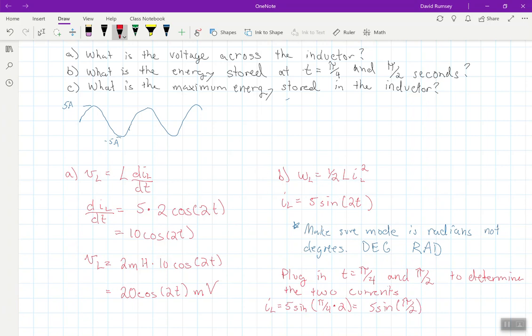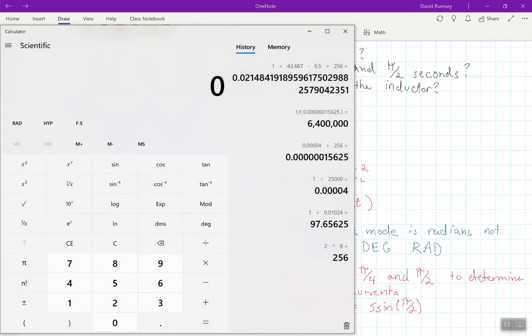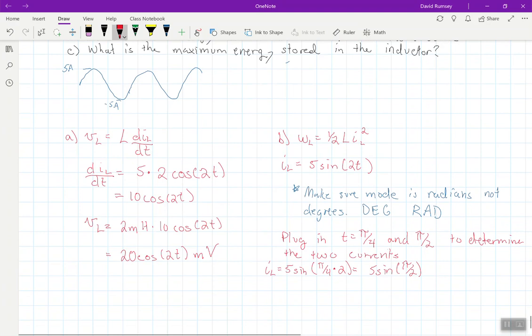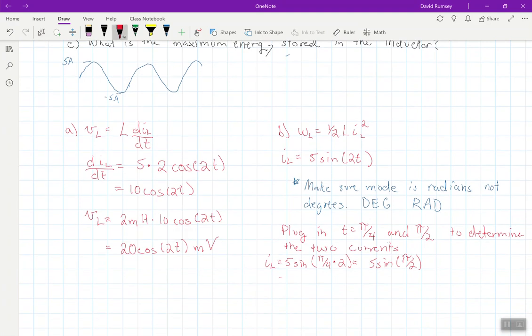Now, I picked these values on purpose because it turns out that these work very nicely. But just to show you on your calculator here, if I do pi divided by 2, see what that is? Okay, I get 1.57. And then I do the sine function of that, I get just 1. Now, I did that on purpose here. I picked those numbers on purpose. So this gets me 5 times 1. So the current at pi over 4 seconds is just 5 amps.